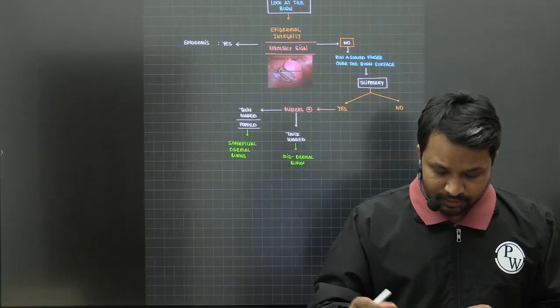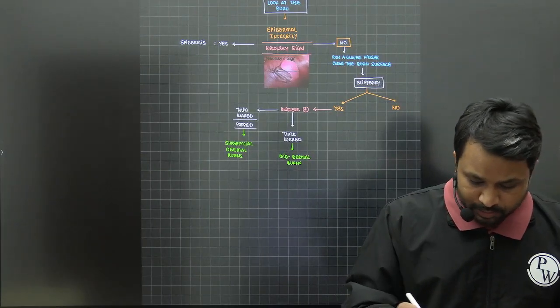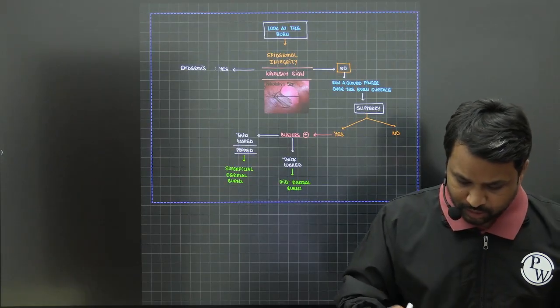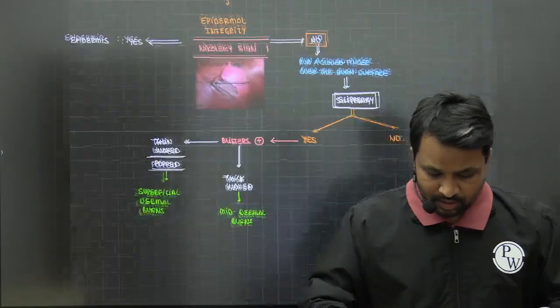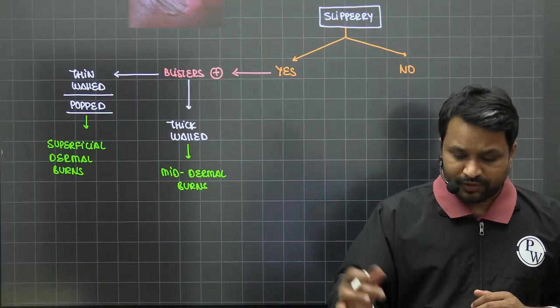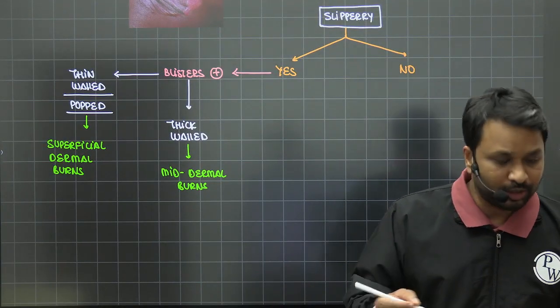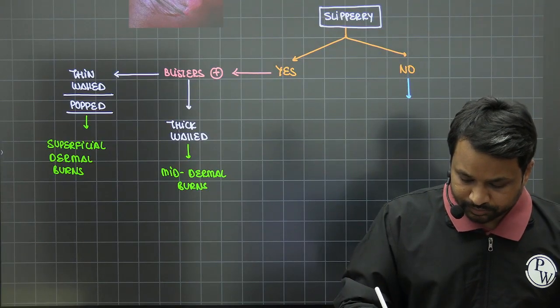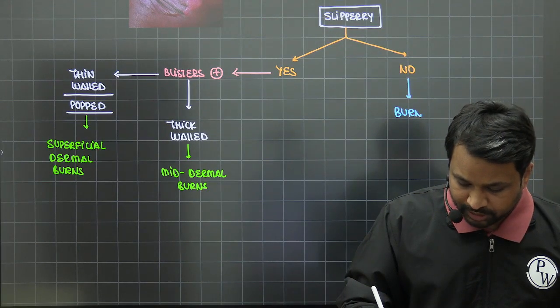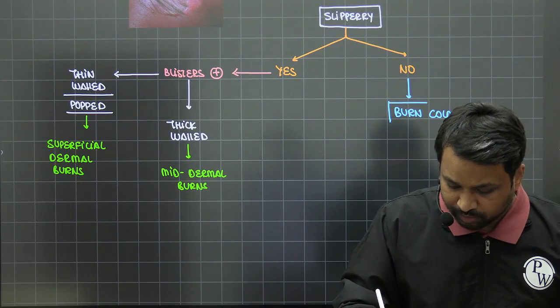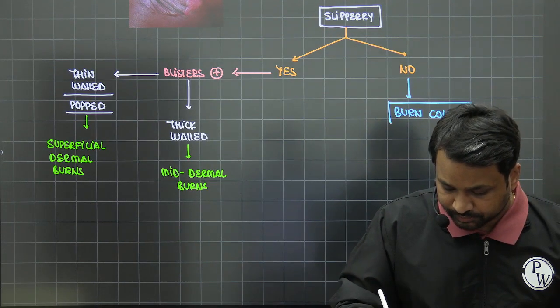Now imagine you're trying to rub your fingers and this is not slippery. I'm just going to shift the base towards this side a bit. Okay. Now, you try to run your fingers and it is not slippery. If it is not slippery, then you have to evaluate the burn color. So what is the color of the burnt area that you're looking at?